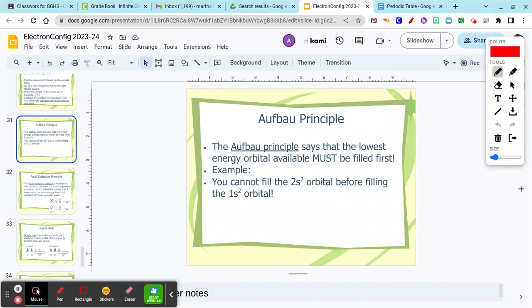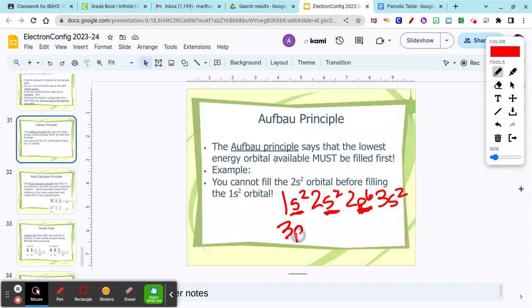So the first one is called the Aufbau principle. The Aufbau principle says that the lowest energy orbital available must be filled first. So for example, this is why we fill it in this way: 1s2, 2s2, 2p6, 3s2, okay? Because that means that our s orbitals are filled first, so they are lower in energy than our p orbitals. That's why you fill the 2s before you fill the 2p.